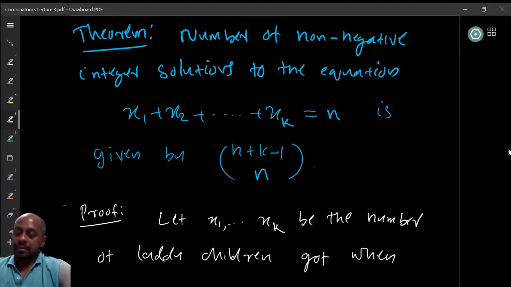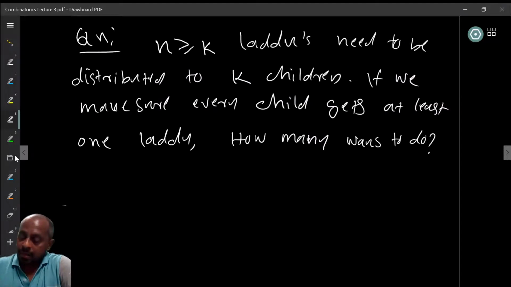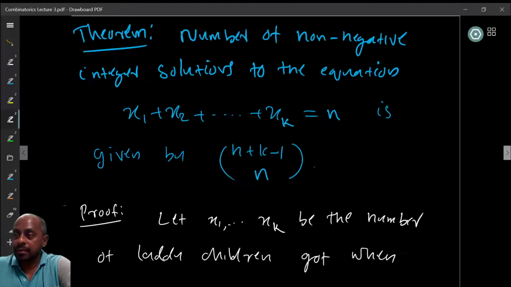So here is a theorem which says that the number of non-negative integer solutions to the equation x1 plus x2 plus etc plus xk is equal to n is given by n plus k minus 1 choose n. Okay. Now, how do we prove this, right? Since we already solved a question of composition using sweets, why don't we try the same thing, right? Maybe we can still work with sweets.